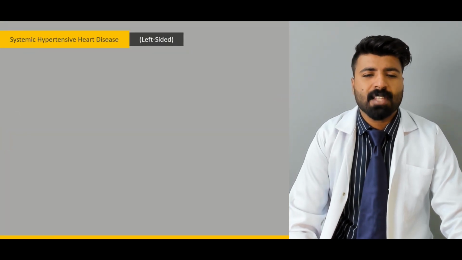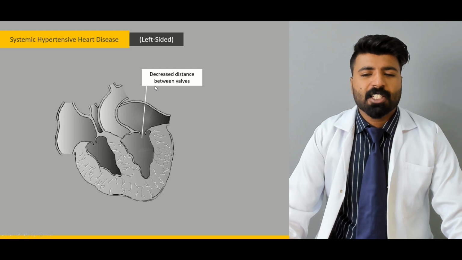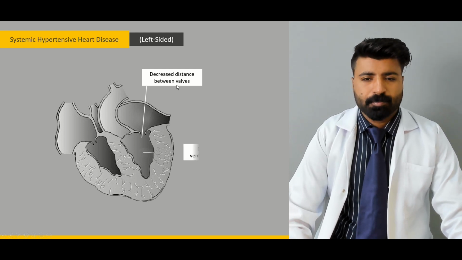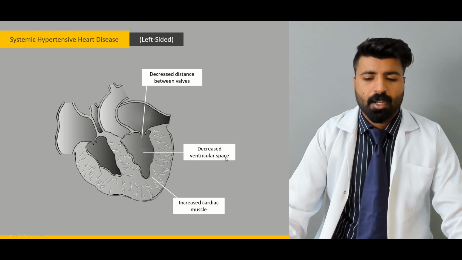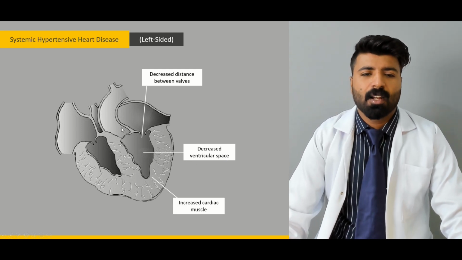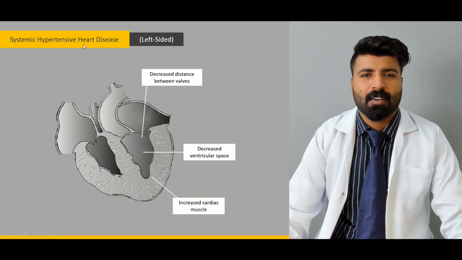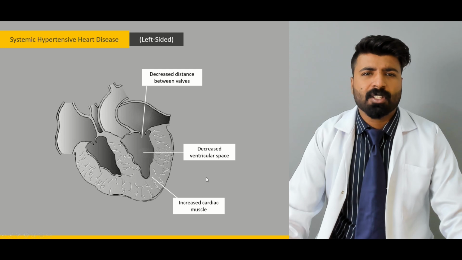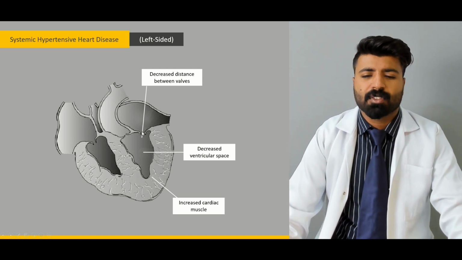Next we have systemic hypertensive heart disease. First of all, let's talk about the left side: decreased distance between valves, decreased ventricular space, increased cardiac muscle. Now this is systemic hypertensive heart disease of the left side. We're going to talk about the right side afterwards. Left side. So in systemic hypertensive heart disease, what three changes are we looking at? We're looking at decreased distance between valves.